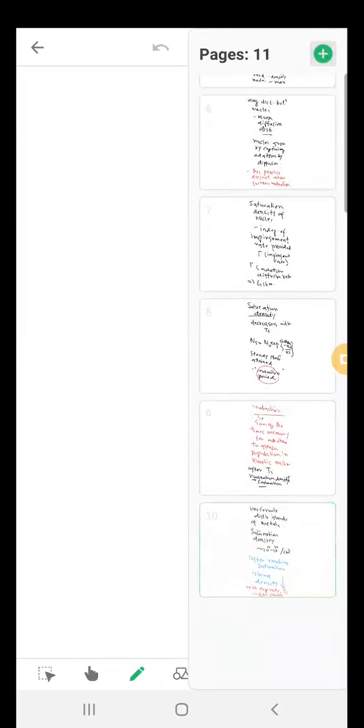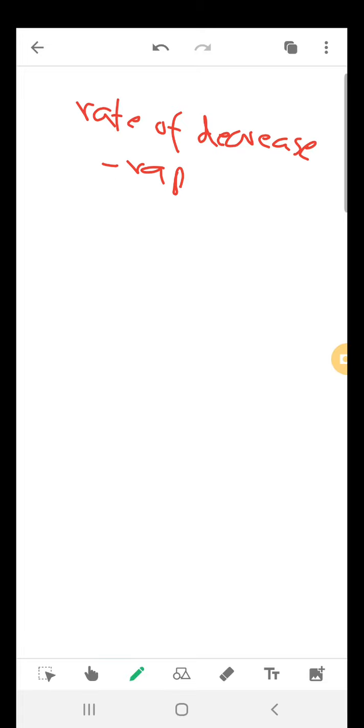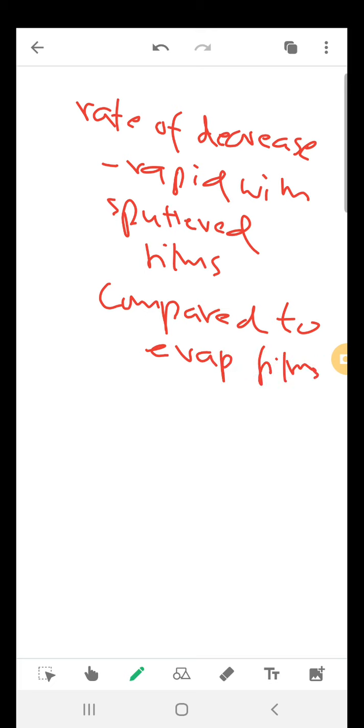Now, if we compare sputtered and evaporated films, then the rate of decrease of the saturation density is much more rapid with sputtered films than compared to evaporated films. And also there is increased smoothness with temperature.